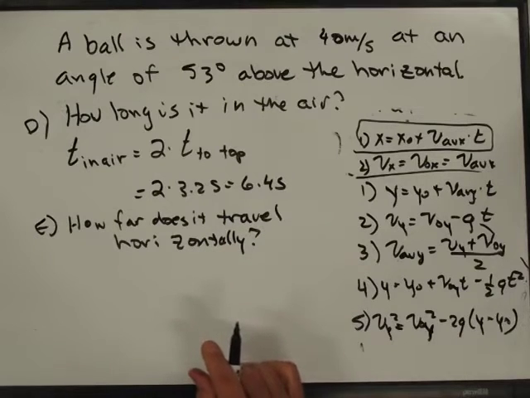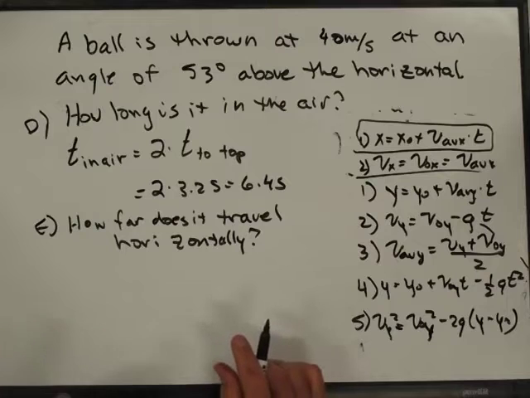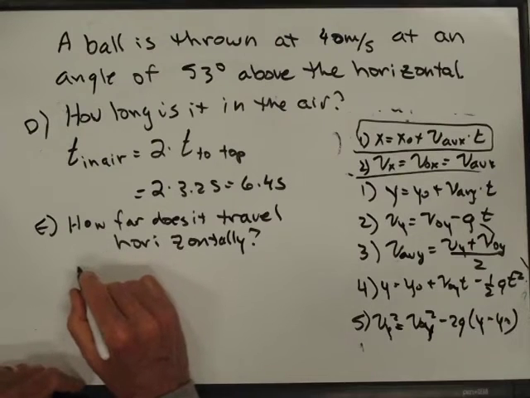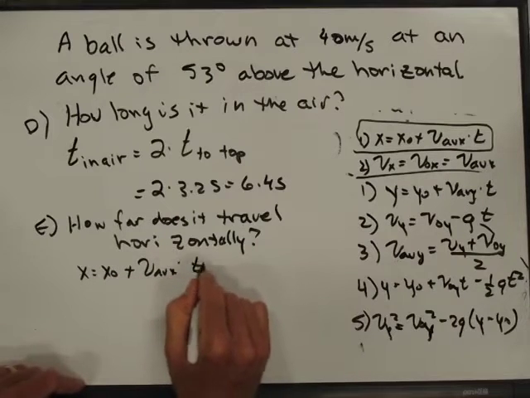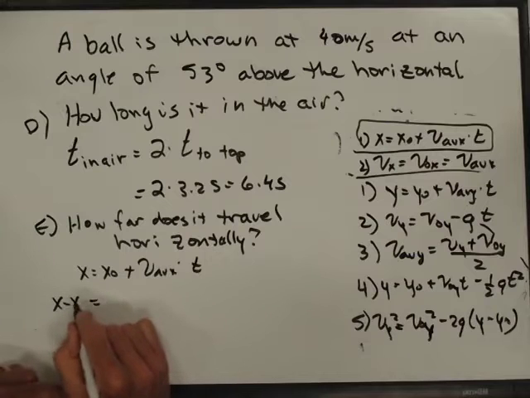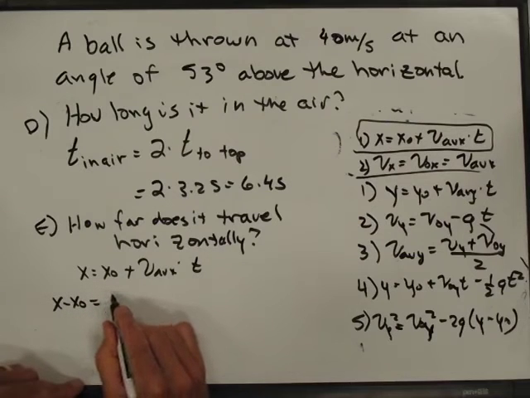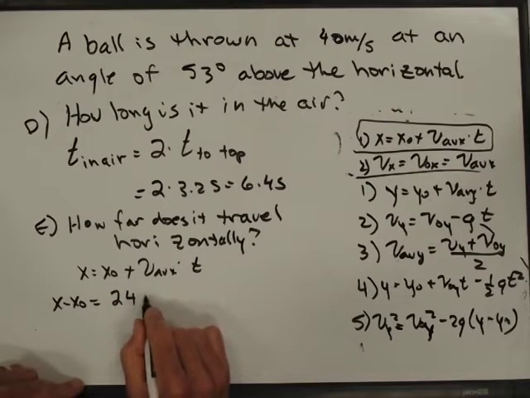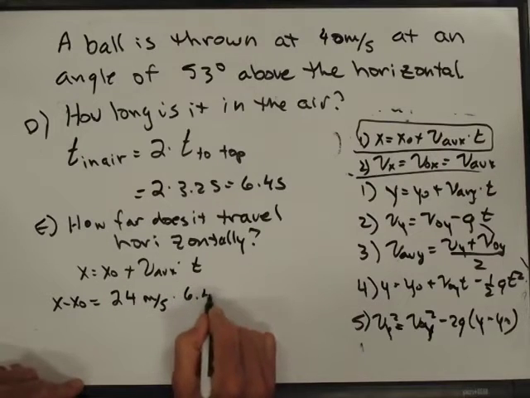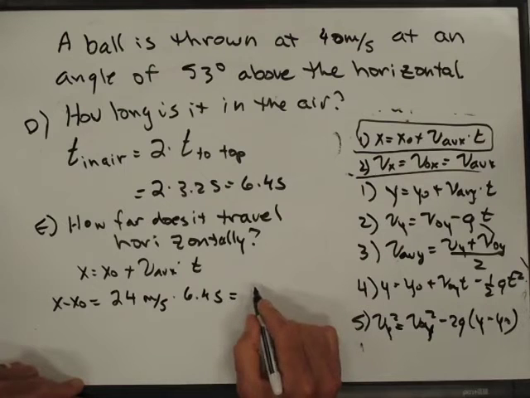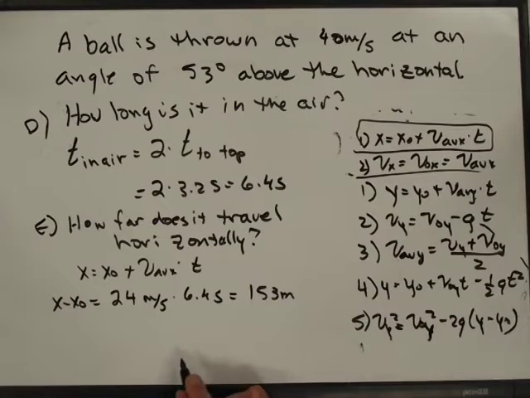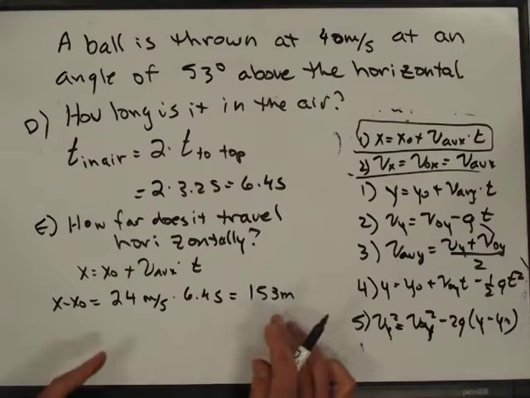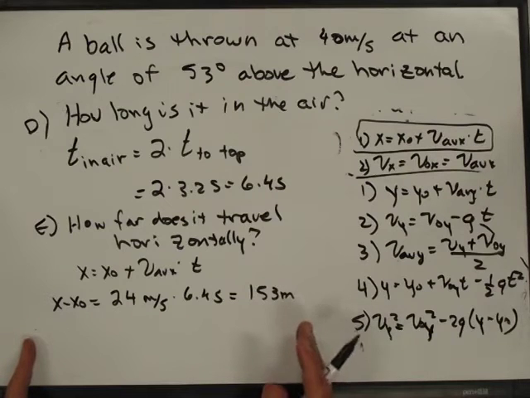How far does it travel horizontally? Well, x equals x naught plus v average x times time. This is just x minus x naught equals 24 meters per second times 6.4 seconds, which is about 153 meters or something like that. It's twice as far as it was to get to the top, which was 76.8.